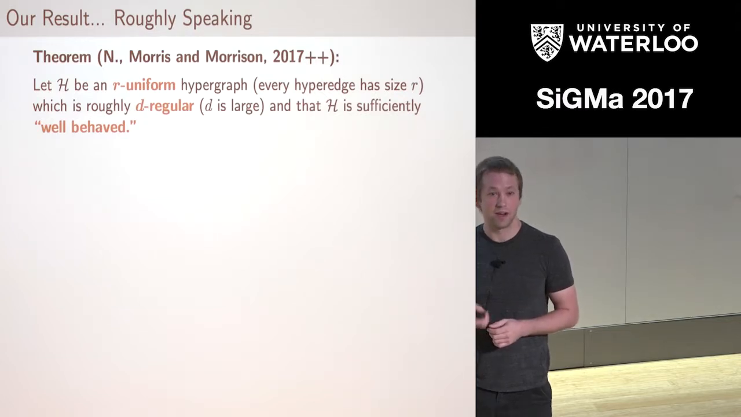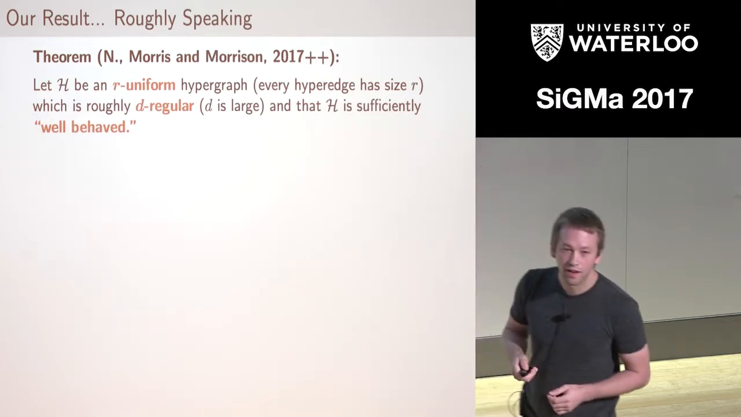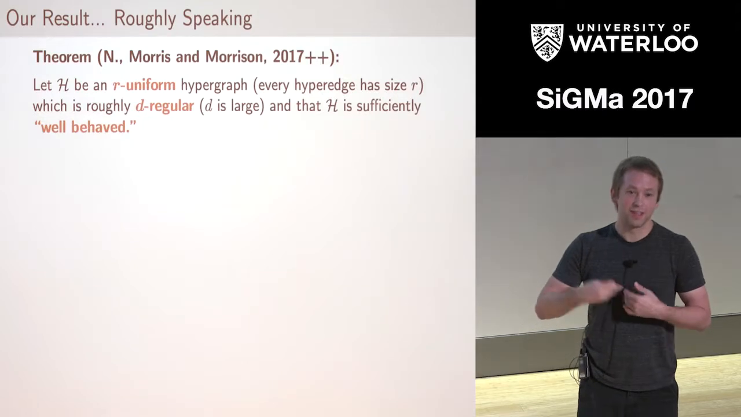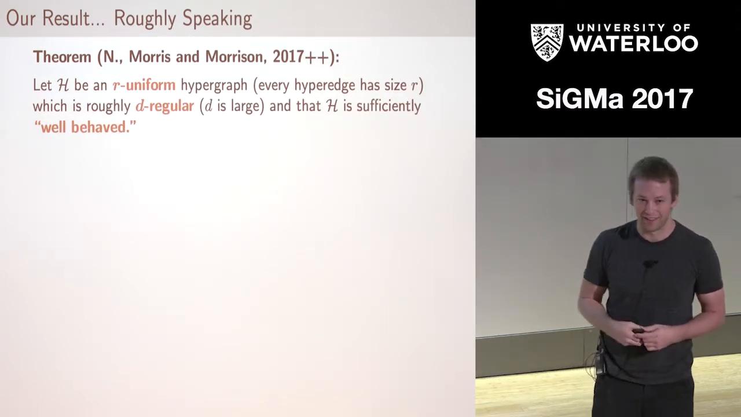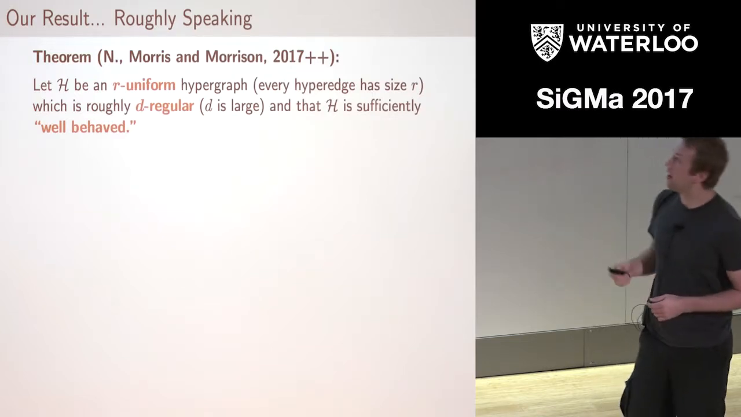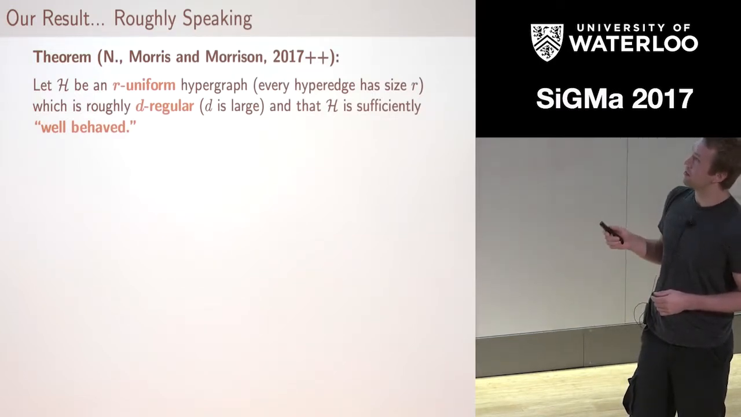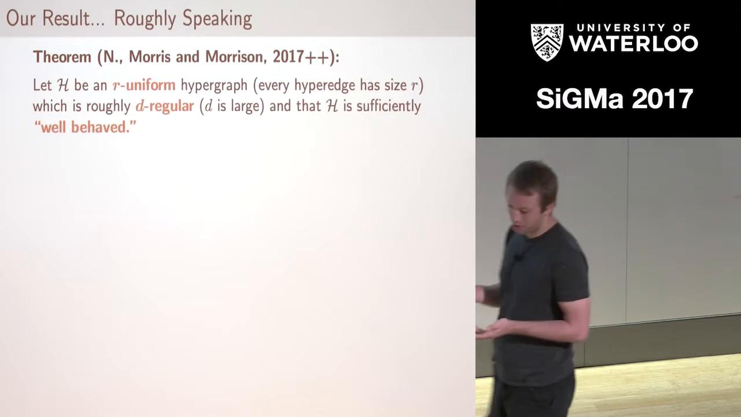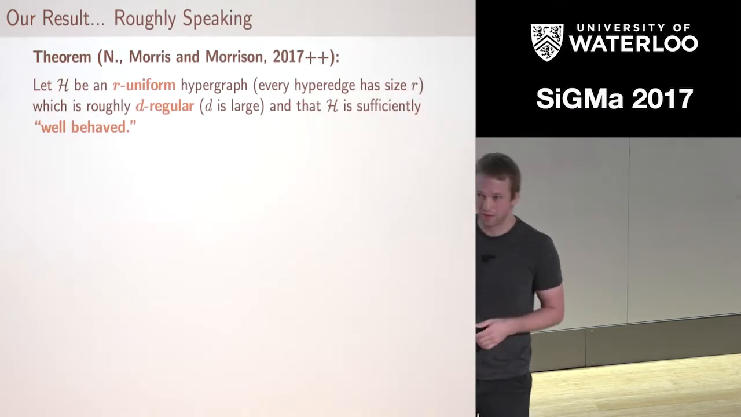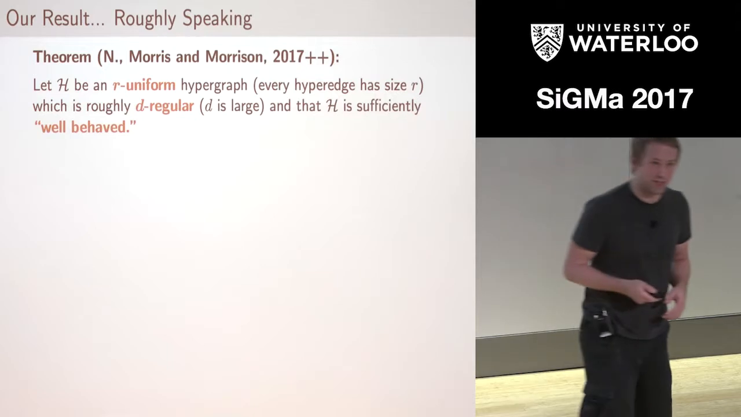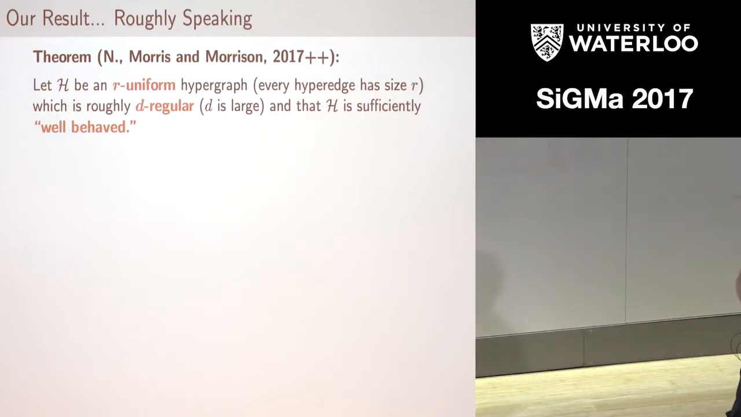What is D large relative to? It'll come later. There's going to be an epsilon later, and D is going to be large with respect to epsilon. Well-behaved has to do with the codegrees. If you take a small set of vertices, like 2 or 3 vertices, you don't want them to be contained in too many hyperedges. This idea of codegrees actually came up in Michelle's talk yesterday.